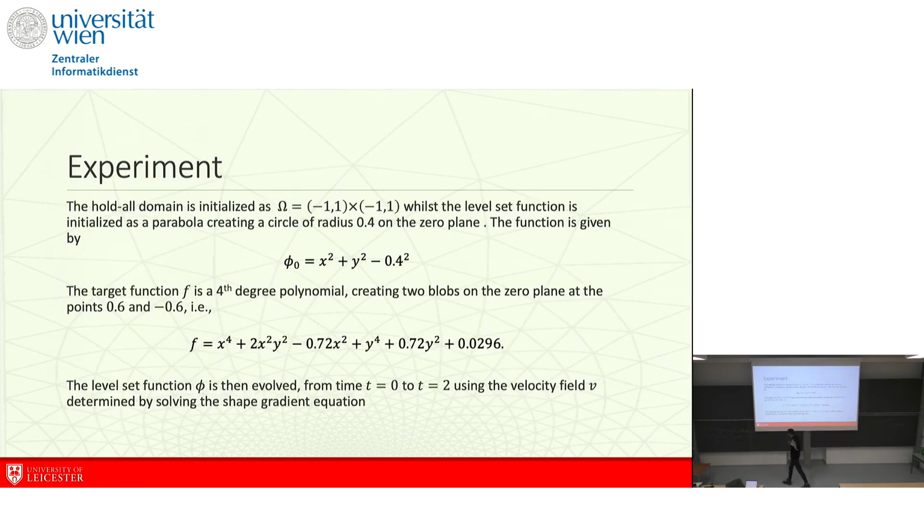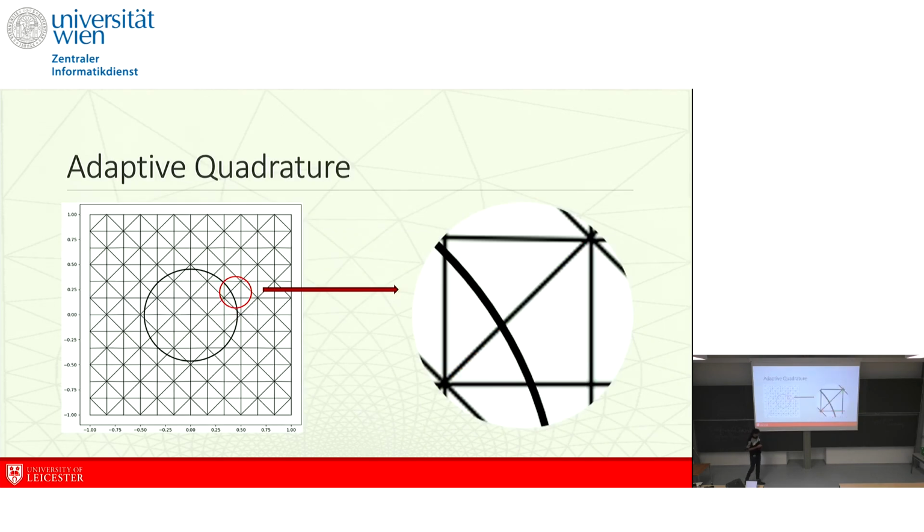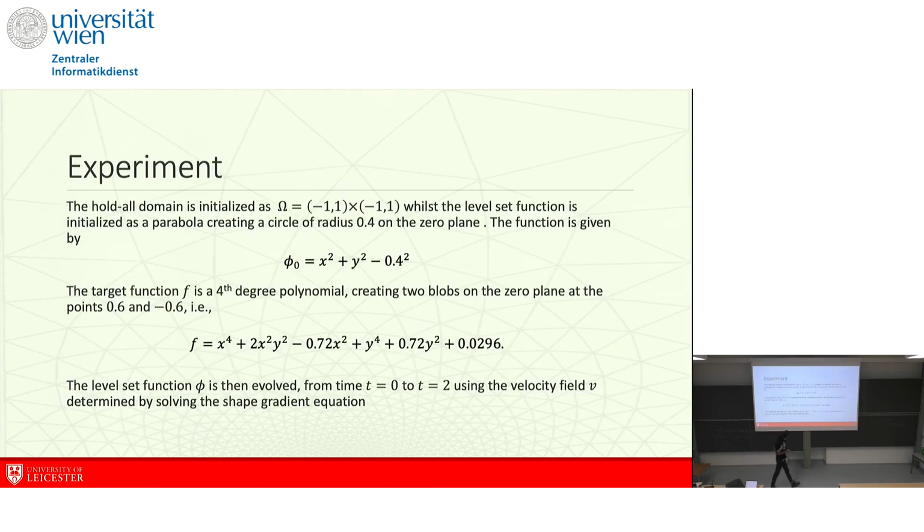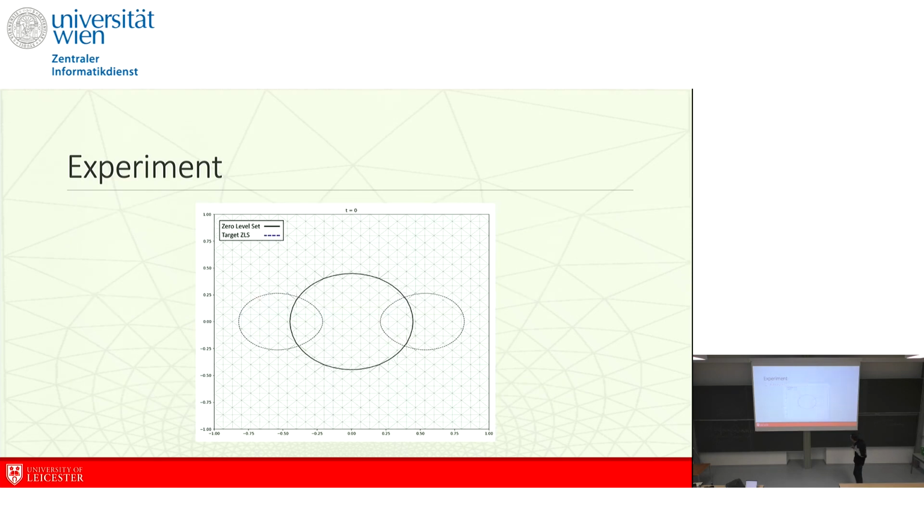So as an experiment, we have this initial condition here, and we have a target function, which is this fourth degree polynomial. It's not too important, but this is our initial condition. So the black line here is our level set function, and the purple dotted lines here are the target.